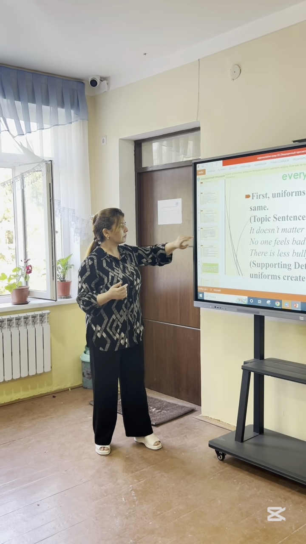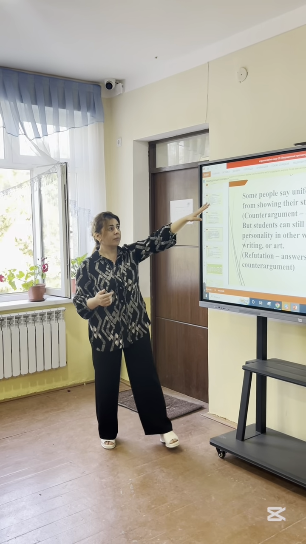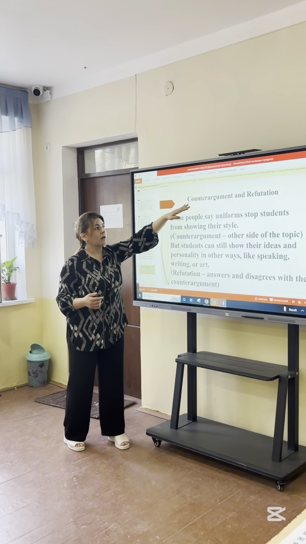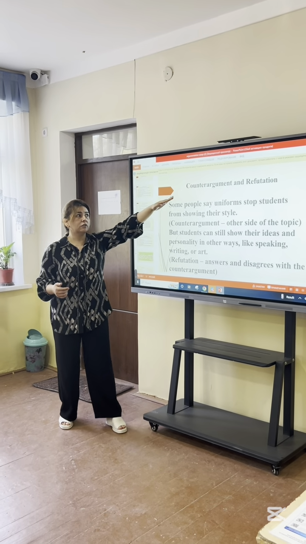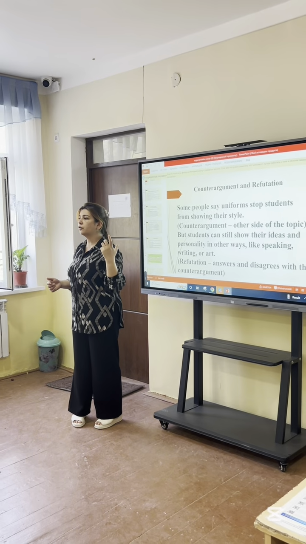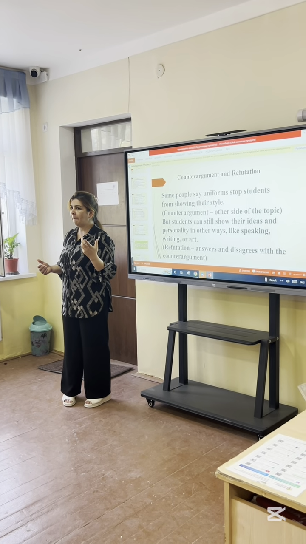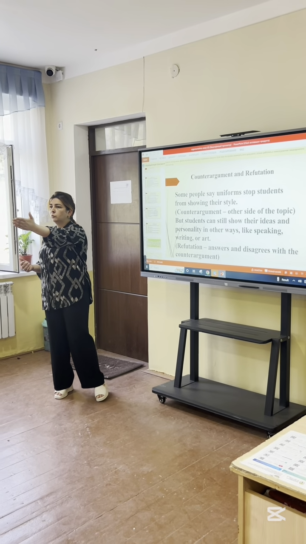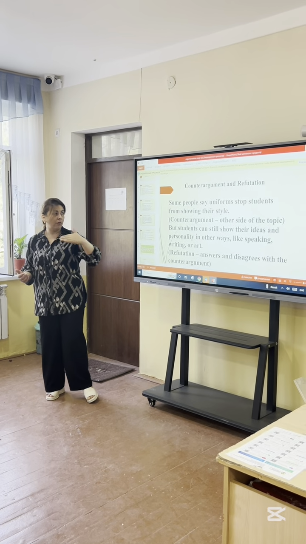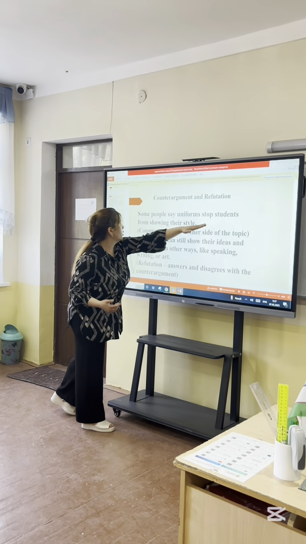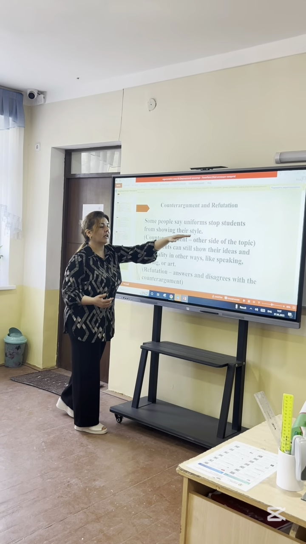Next one is the counter argument. Some people say uniforms... Is it counter argument and refutation? What is a counter argument and refutation? Who knows? Counter argument, what is it? It's the opposite side of the idea. Yes, the opposite side of our ideas. Some people say uniforms stop students from showing their ideas.